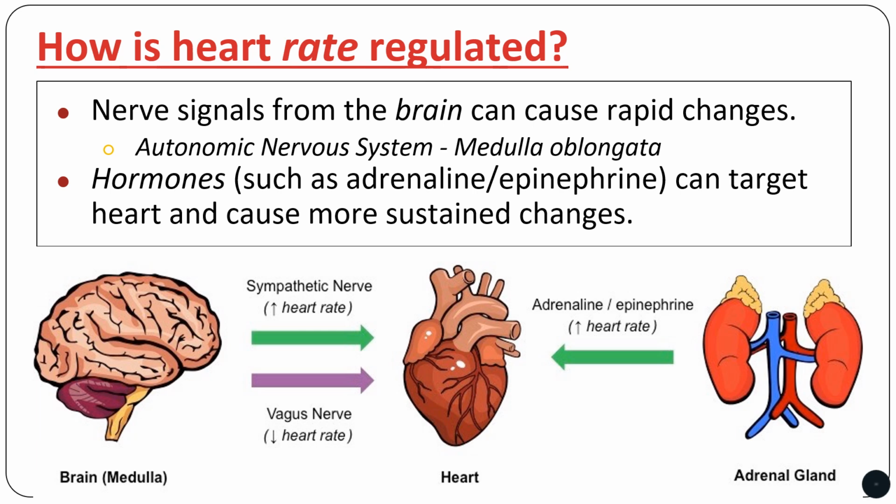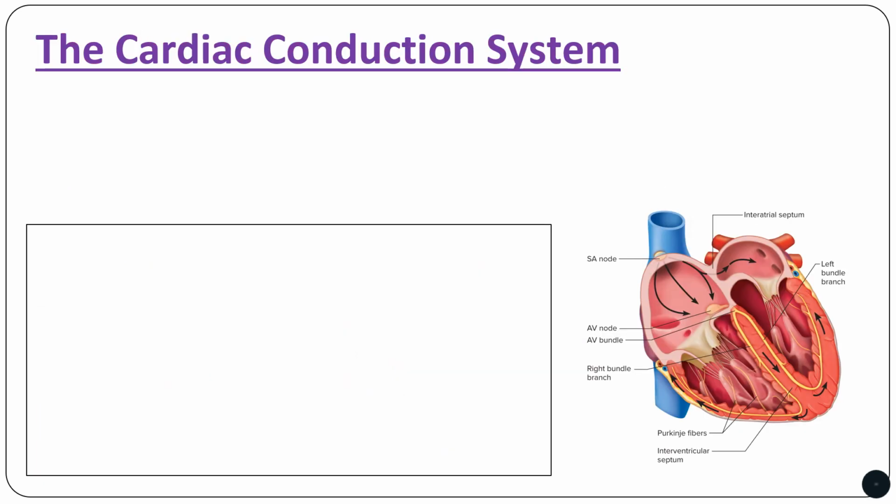Initially, we receive nerve signals from the brain, and these signals can cause really rapid changes. This is controlled by our autonomic nervous system or the medulla oblongata. I hope you're remembering some of this from when we covered neuro. We have hormones like adrenaline and epinephrine that can target the heart and cause more sustained changes. We talked a little bit about that in the endocrine system.